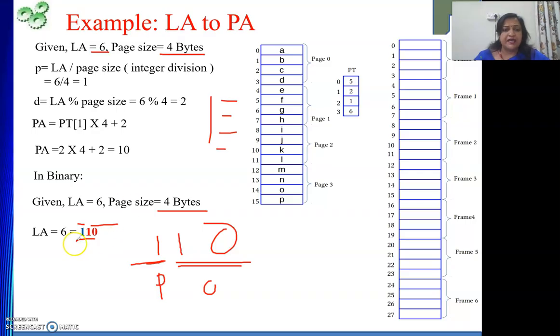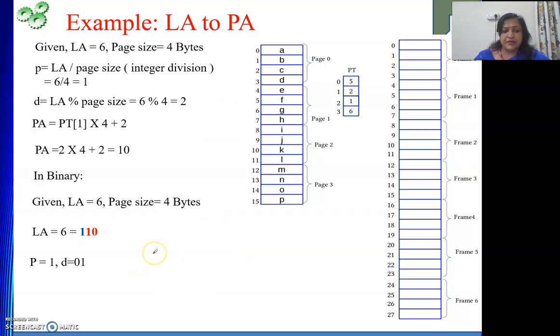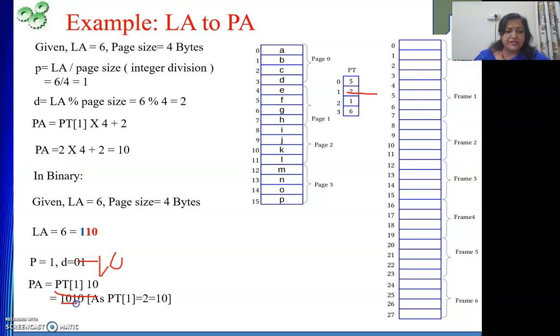What will I do next? Use this number as the index in the page table. So this 1 is indicating numerical 1 also. So next, my P is 1, D is 1 0. D is not 0 1, D is 1 0. Then what I will do: my physical address is PT1. PT1 means this entry 2. 2 means 1 0. And what is my offset? 1 0. So as a whole binary, my answer is 1 0 1 0.